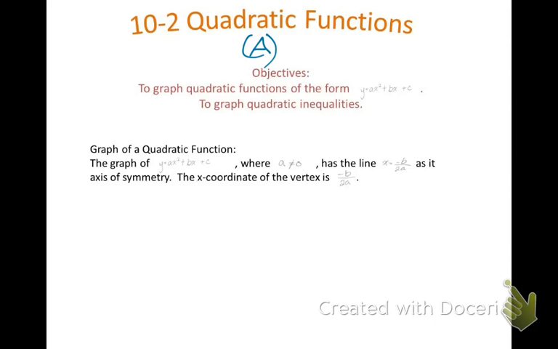The graph of y equals ax squared plus bx plus c, where a does not equal 0, has the line x equals negative b over 2a as its axis of symmetry. We'll go over that in the lesson ahead. And then the x-coordinate of the vertex is negative b over 2a. And let's go to example 1.